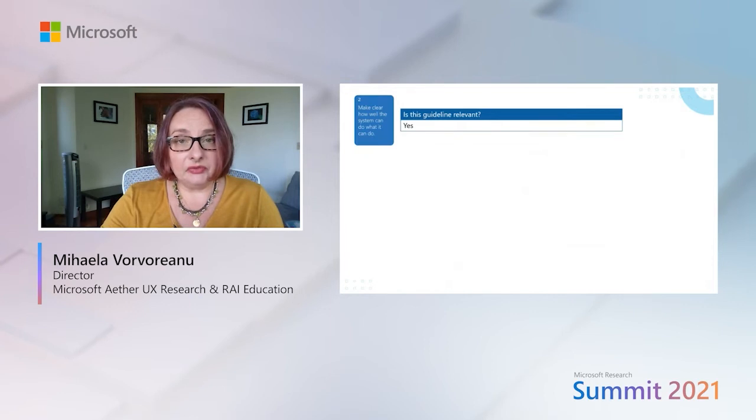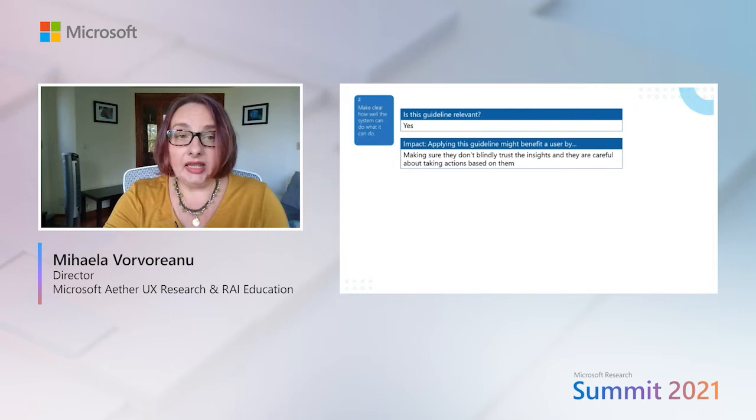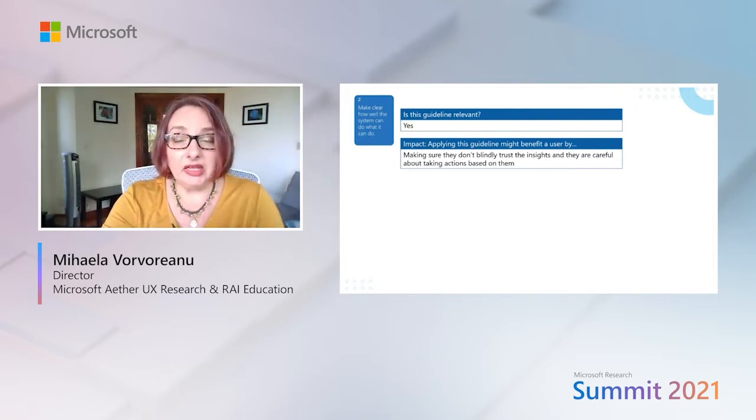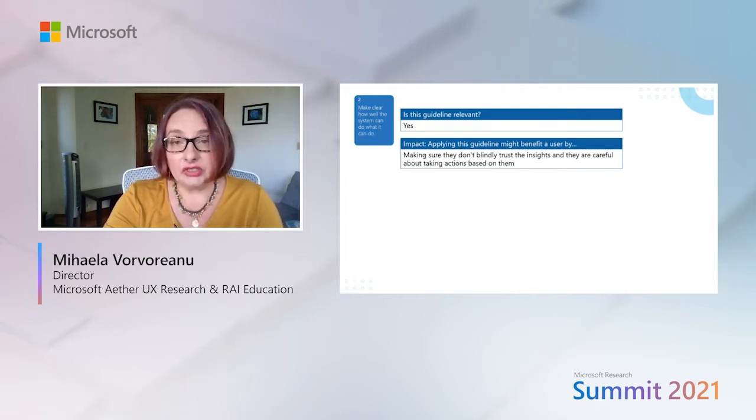As an example, their responses in the worksheet for Guideline 2 make clear how well the system can do what it can do. And so this guideline is about letting users know that the system is not perfect and it might make mistakes. The team deemed this guideline as relevant to the flagged search feature, and they thought that applying this guideline might benefit a user by making sure they don't blindly trust the insights. And so if they see a flagged search, they would think and research and be careful about taking actions like talking to their children based on that.